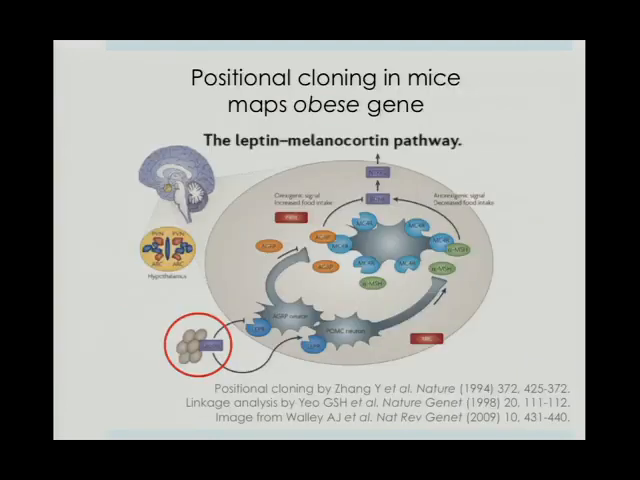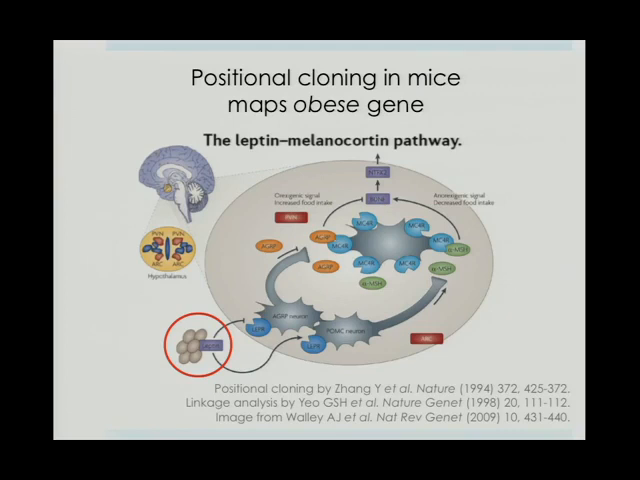Okay, so Zhang et al. is the author who first published the positional cloning to map the first mouse obesity gene in 1994, which codes for the hormone leptin, which is right here. Leptin is released from the adipose tissue in proportion to the amount of fat mass, which then acts on the leptin receptor here in the hypothalamus to regulate food intake.